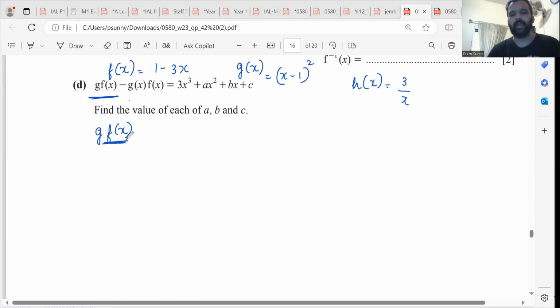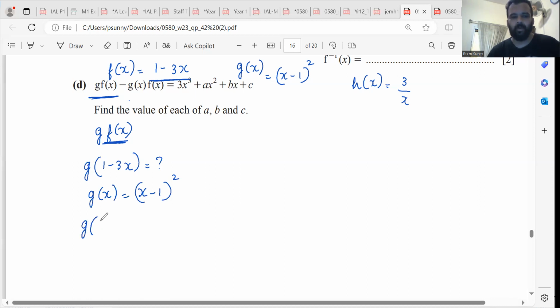g of f of x. The rightmost function was f of x. I know what f of x is. f of x is 1 minus 3x. So I'm starting from the rightmost function f of x and replacing f of x with 1 minus 3x. So what I have to find out is g of 1 minus 3x. We know what g of x is. g of x is x minus 1 the whole square.